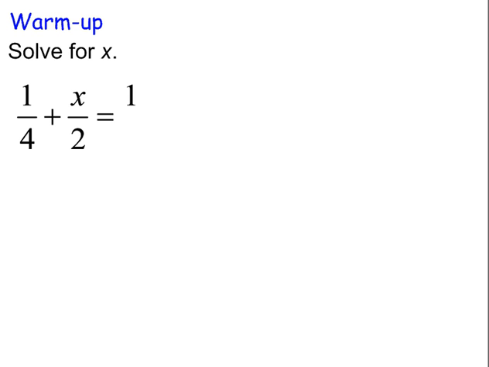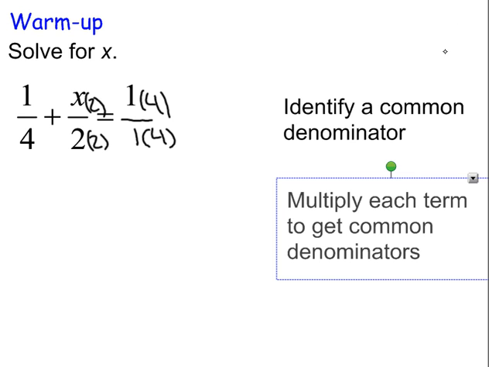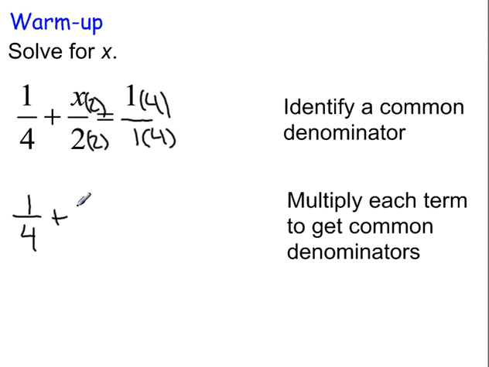So as a warm-up, let's look at this fractional equation here. We've got 1 over 4 plus x over 2 equals 1. So we want to identify a common denominator, and I can use 4. I have to multiply this by 2 over 2 to get the common denominator of 4, and I have to multiply this by 4 over 4. So we multiply each term to get common denominators, and we get 1 over 4 plus 2x over 4 equals 4 over 4.